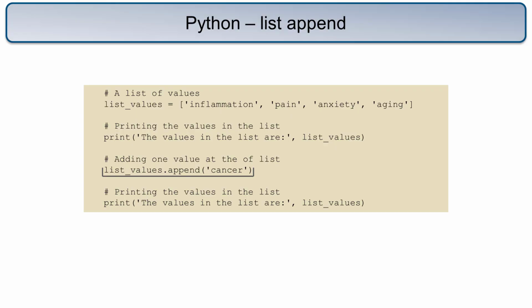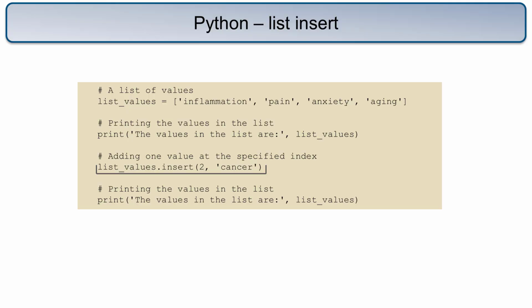We will now introduce the built-in method append that can be used on a list. This method adds an object to the end of a list. The method does not return any value. In this example, the word cancer has been added to the list variable called list_values, and the list now holds 5 objects instead of 4.